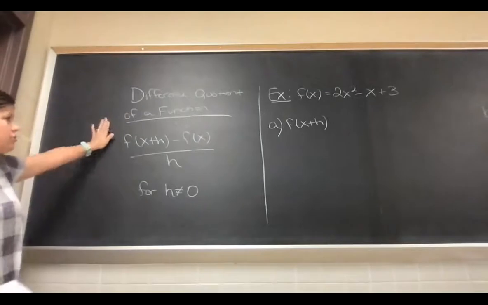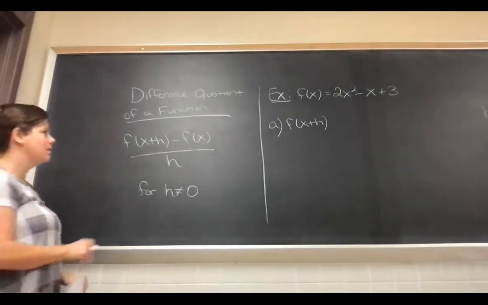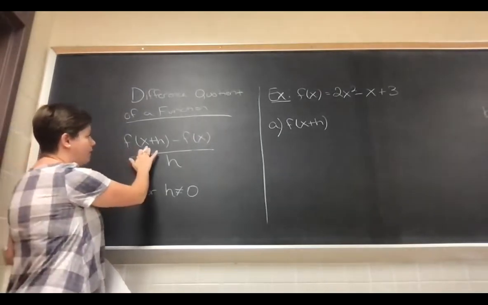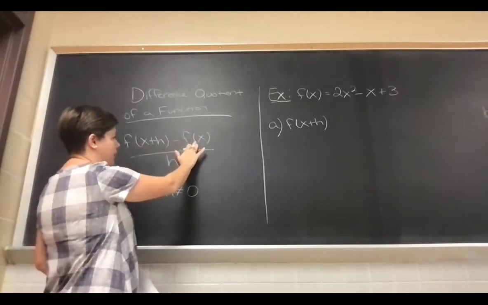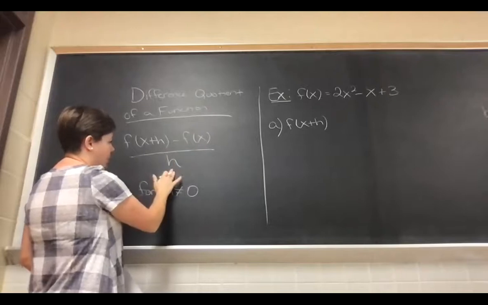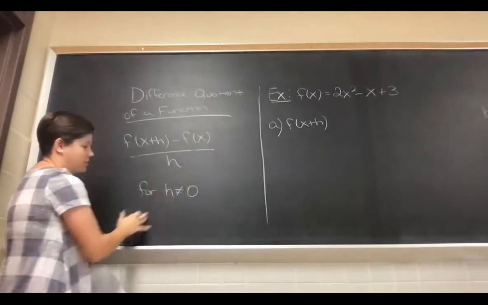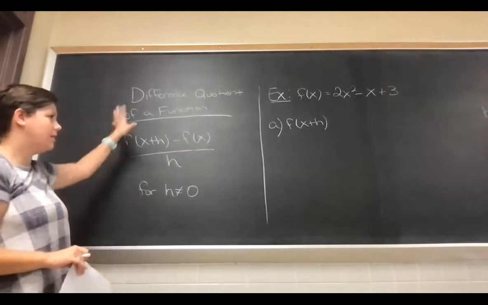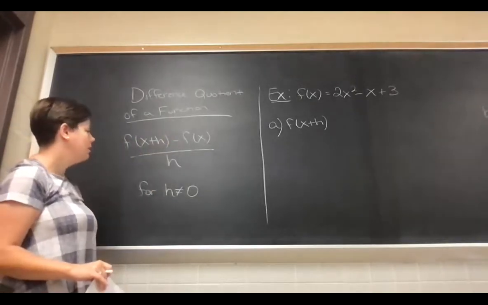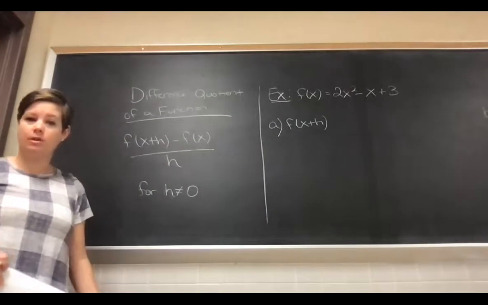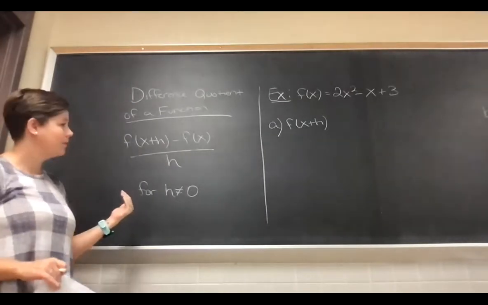So the difference quotient of a function simply states that if you have f of x plus h minus the original function, f of x, all over h, for h not equal to 0. That's a definition thing, like you memorize it, and it's just telling you that it always works. This is always true.